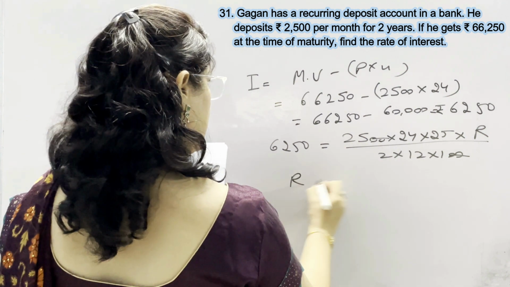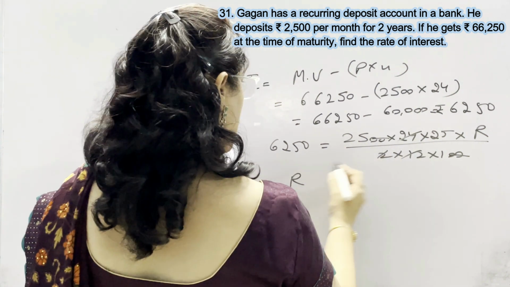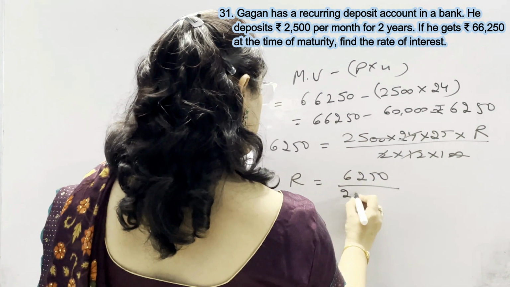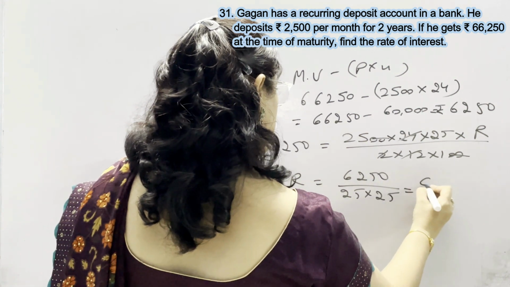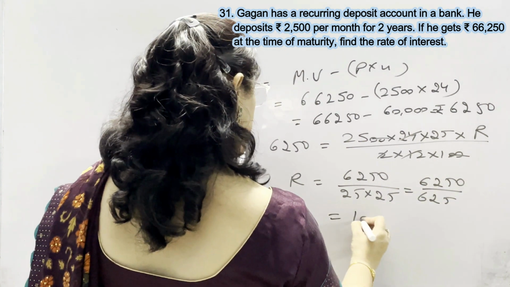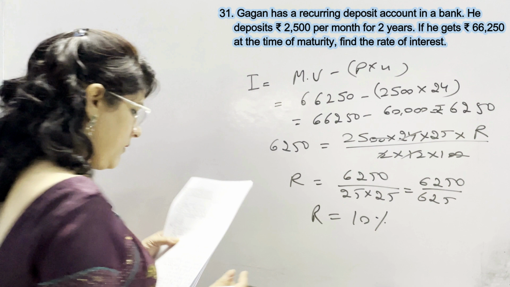The value of R is 6250 divided by 25 into 25. 6250 divided by 625. It means 10% is the rate.